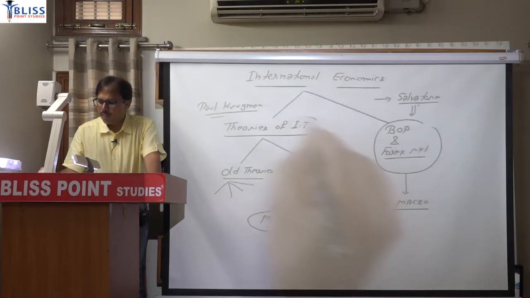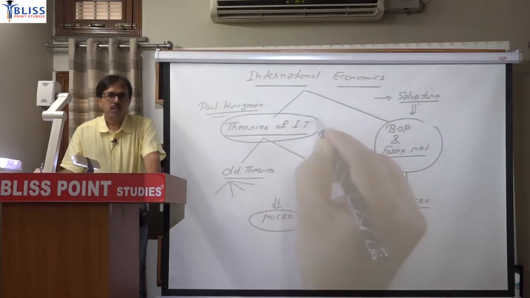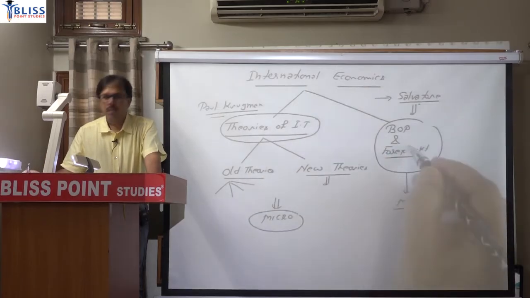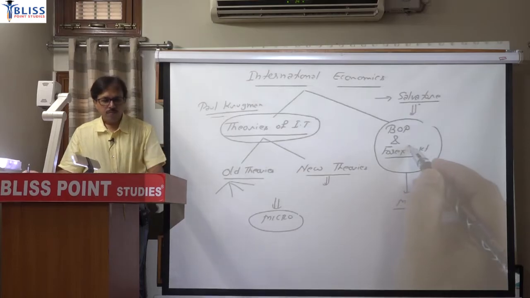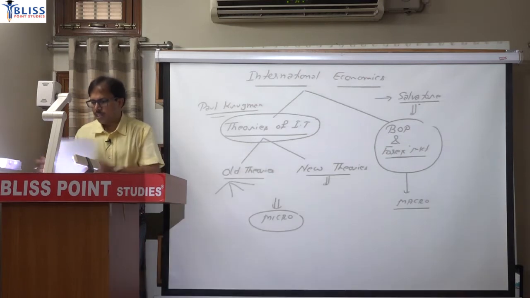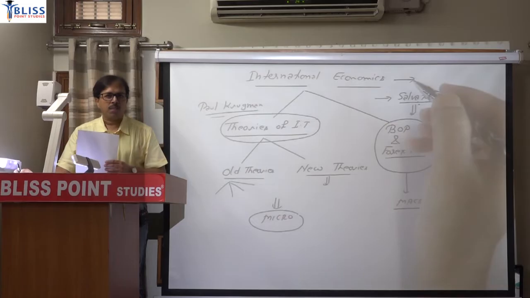In the first round we will complete all concepts related to the theories, and then in the second round of international economics we will do the balance of payment and foreign exchange market. Now, before starting this, if you see the questions first, I said the weightage for this section is generally around 100 marks.